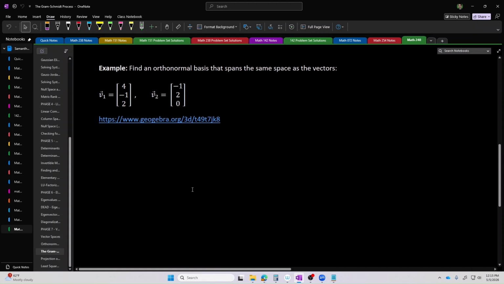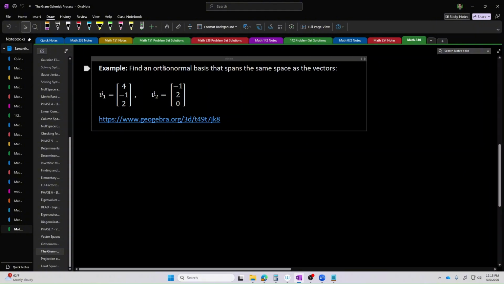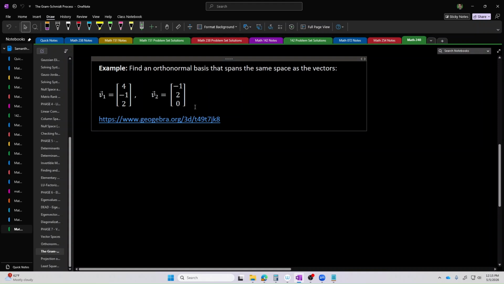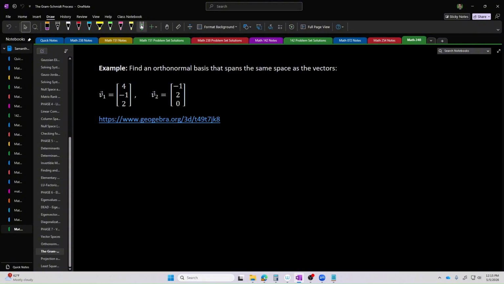Here I have the vectors v1 equals (4, -1, 2) and v2 equals (-1, 2, 0). And they span some vector space. What I would like to do is replace these two vectors with another set of vectors that form an orthonormal basis for this vector space. I'm going to construct the vector u1 by taking the vector v1 and dividing it by its length. I'm going to do this to turn the vector v1 into a unit vector.